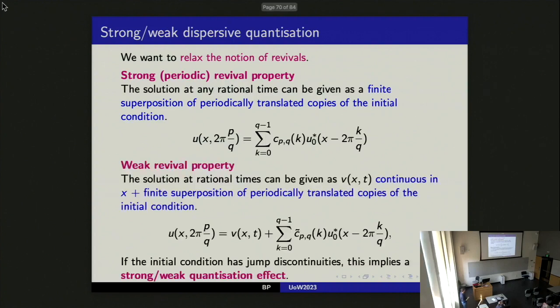And I will say that a problem has the weak revival property if you can write the solution as that plus a continuous function. So if you start with a discontinuity, this continuous function will alter what happens, but the discontinuity will still be there. Okay, and we have done a lot of examples of which boundary conditions allow you to prove a weak revival property and which don't for the linear problem. But the more interesting thing is about the nonlinear problem now.